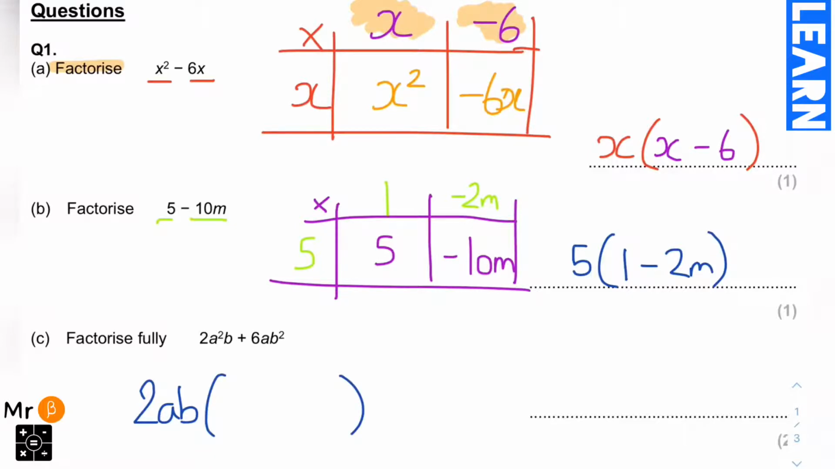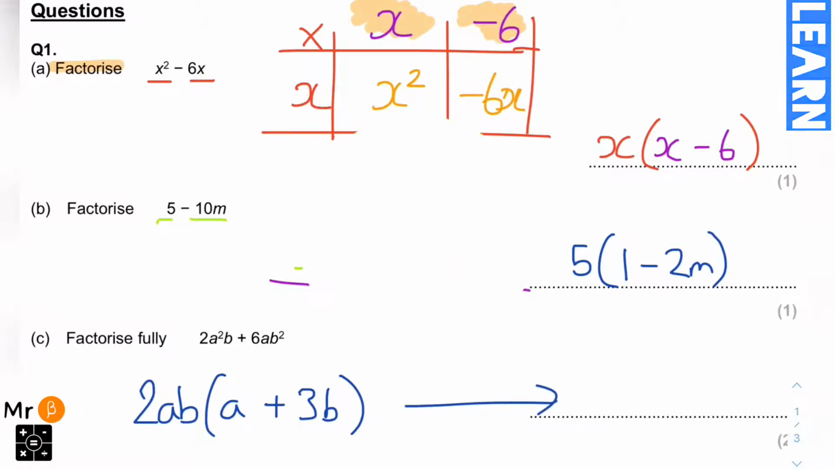Then, inside our bracket, 2ab times a gives you 2a squared b plus 3b, because 2ab times 3b gives you 6ab squared, and that would be your final answer. So pause the video now if you would like to have a go at these questions before I go through them.